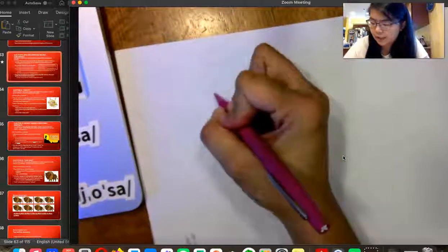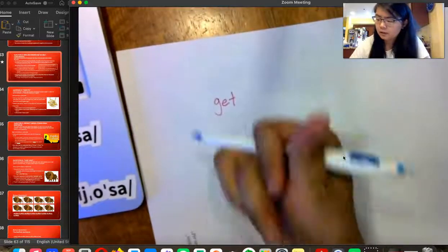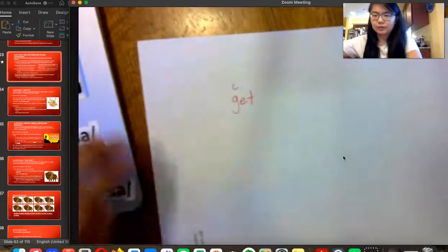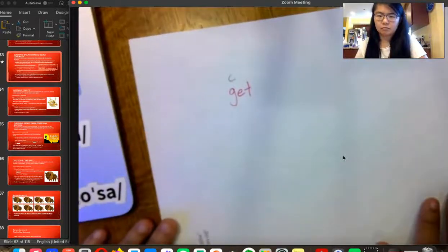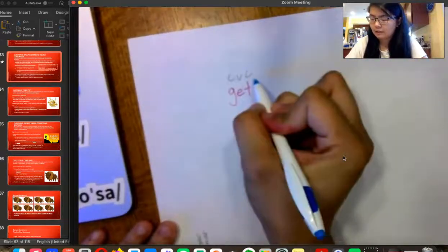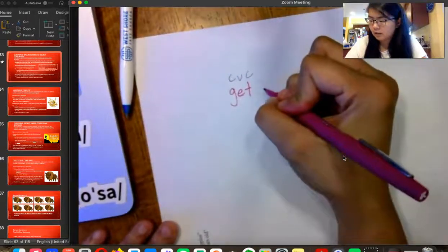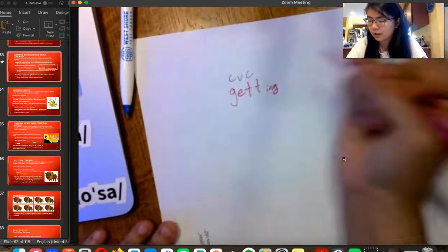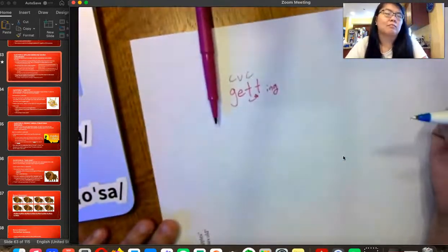Anyway, so we have the word get, and G is a consonant. Get. I think that's okay. Consonant, vowel, consonant. So that's that CVC pattern. So that means we know to add, instead of just the ing ending, we also need to double the final consonant.